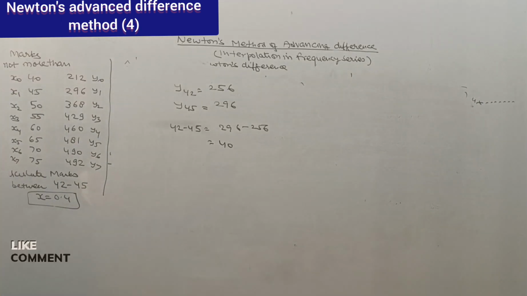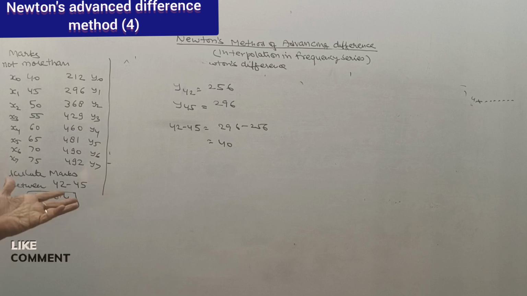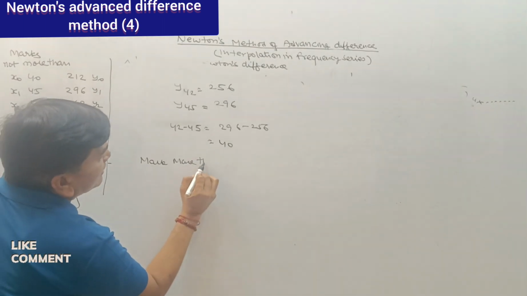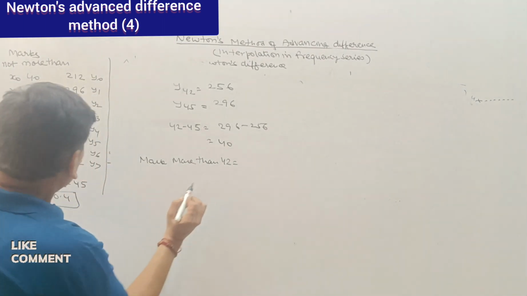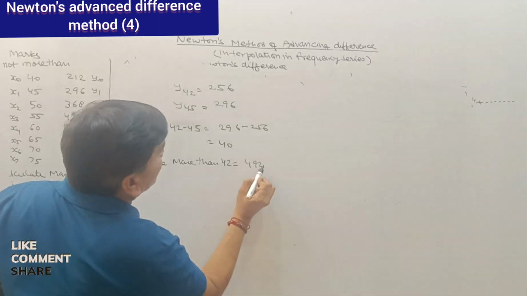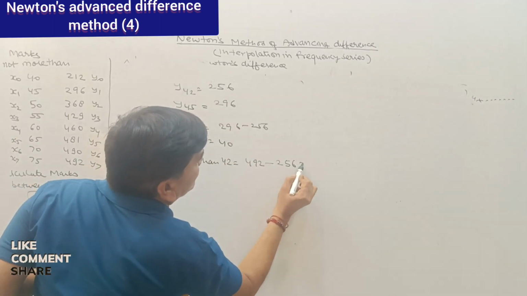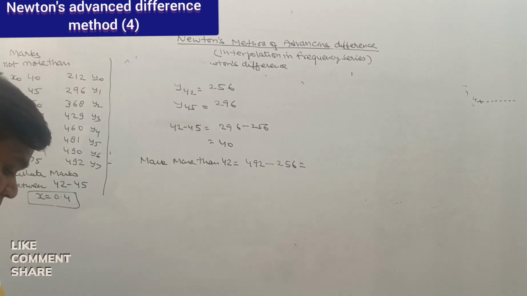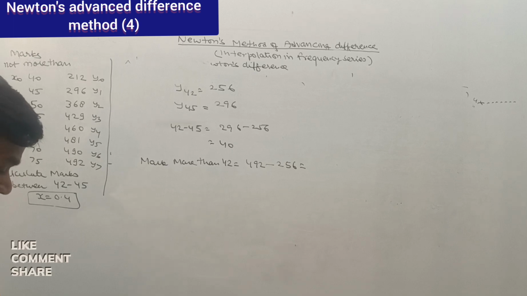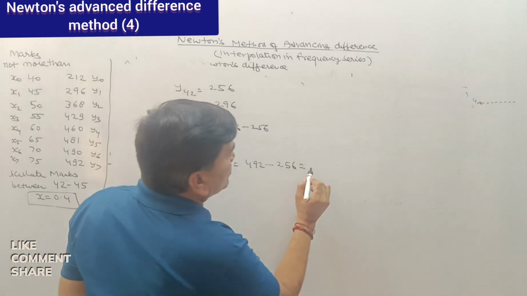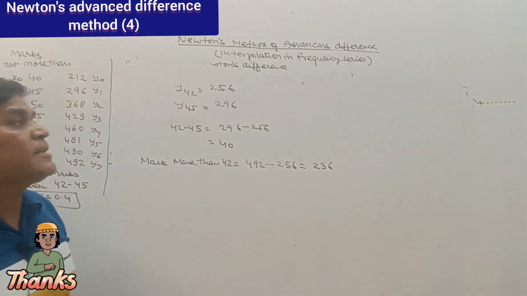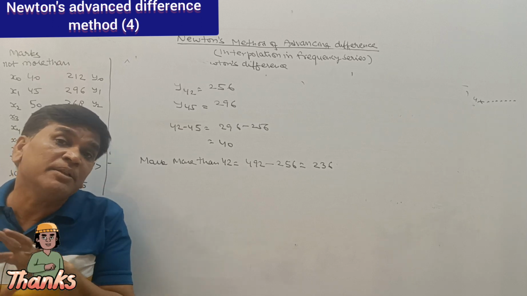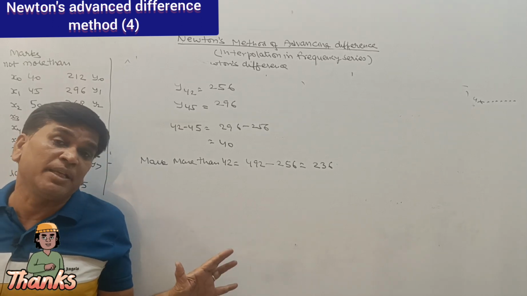If they ask how many students are getting marks more than 42, so total is 492 and less than is 256. So the students getting more than 42 marks, that is 492 minus 256, that is 236. Total student is 236. So in this manner we can do Newton's advanced difference method if any kind of question comes in examination.